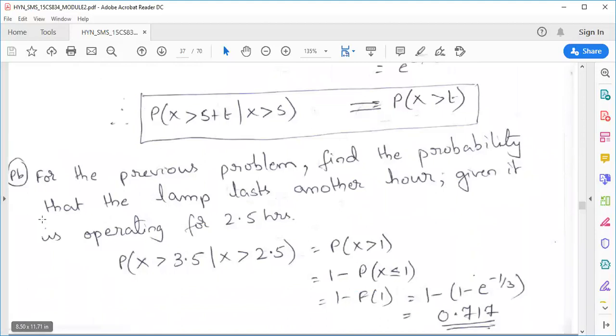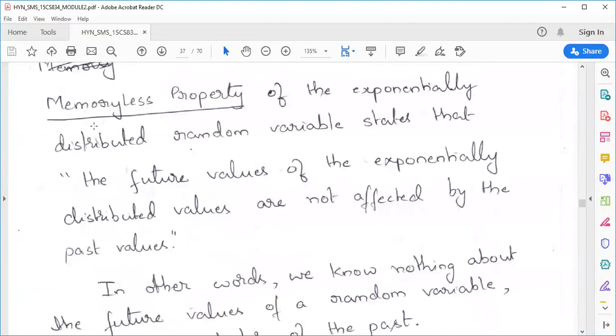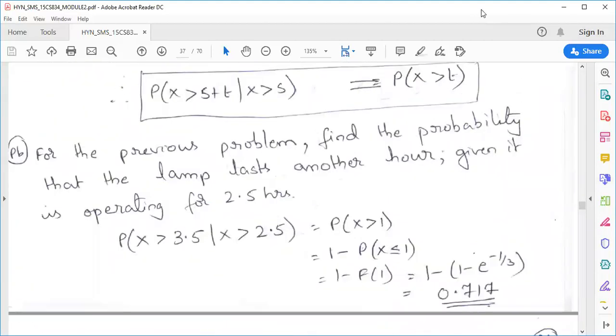So for the previous problem, that is for the above problem, we are continuing this problem. They have asked us to find the probability that the lamp lasts for another hour, given it is operating for 2.5 hours, so it is operating for more than 1 hour. So what we do is we consider the probability of x for the current hour, given it is operating for 2.5 hours and it is operating for one more hour from 2.5. So one more hour from 2.5 will be 2.5 plus 1, which is nothing but 3.5 hours.